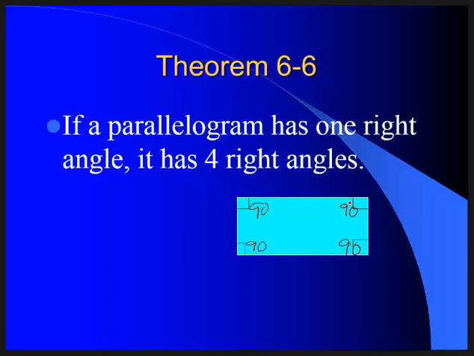So obviously, based on our past rules, if one corner is 90 degrees, all 4 corners have to be 90 degrees. Again, this is not a new idea. It's just taking the rule that we learned and putting it into a specific situation.